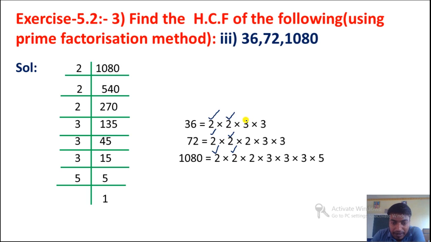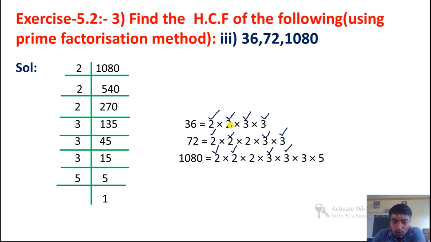Then we will check the next prime number, and the next prime number here we have is 3. So 3 is here, 3 is also present here, and 3 is also present here. So this 3 is also common in all. Now again we have 3 here, here also we have 3, and here also we have 3. So this 3 is also common in all. Now here we have 3 and 5, but here we don't have an extra 3. Here also we don't have an extra 3. Same way with the 5. So what did we get common?